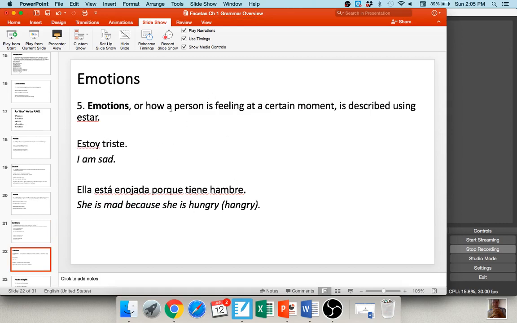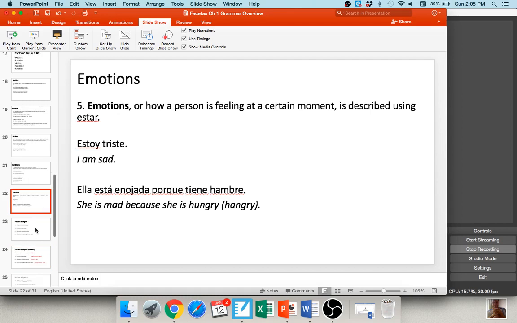Okay. And then finally, emotions, how someone is feeling at a certain moment. You will also use estar when referring to emotions. So estoy triste, or ella está enojada porque tiene hambre. She's hangry or angry because she's hungry. Ella está enojada. These are emotions or temporary conditions.